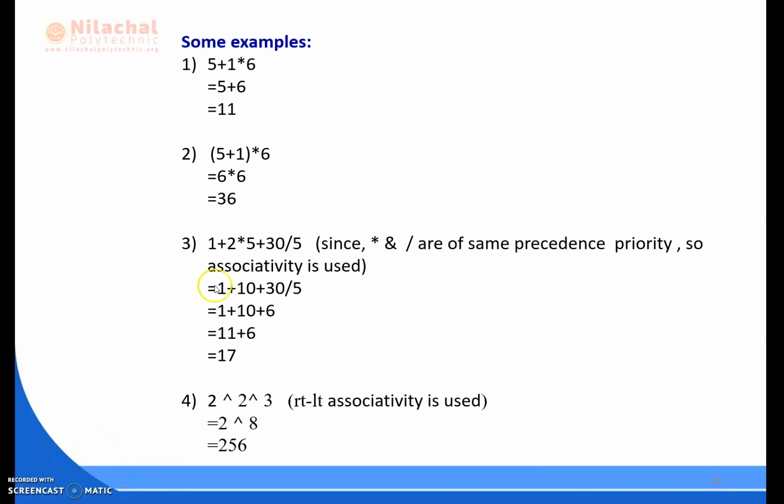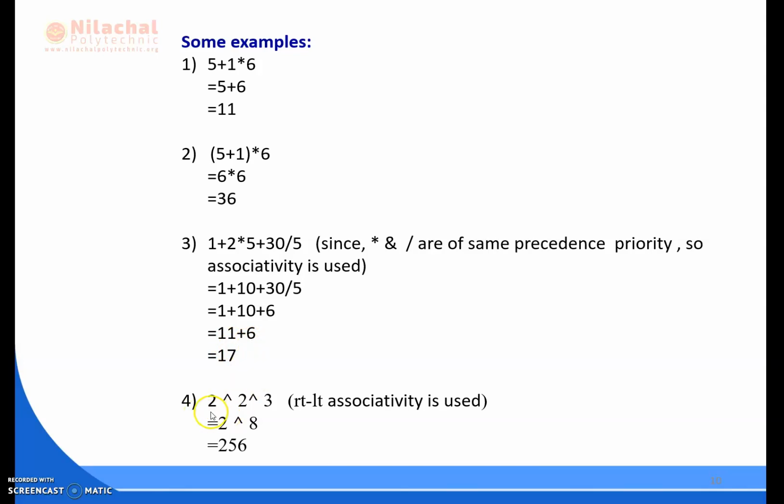Next, when there are 2 plus operators, according to the associativity rule, both operators are of same precedence priority, so we need to move from left to right. So we are solving 1 plus 10 first, then 11 plus 6 at the next position.